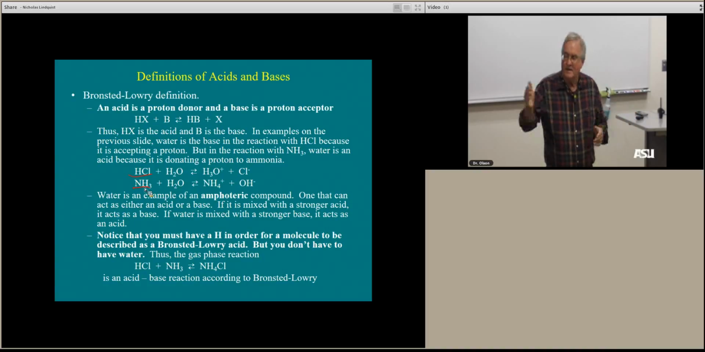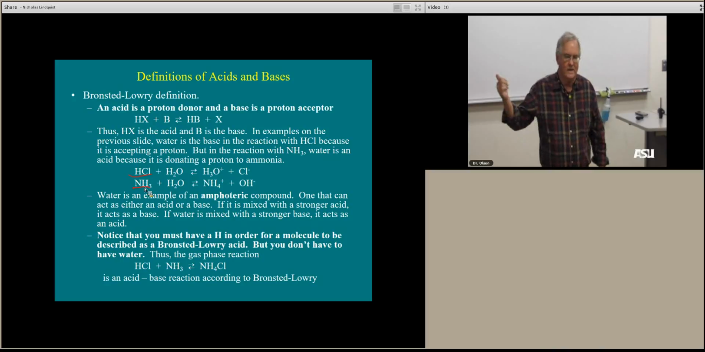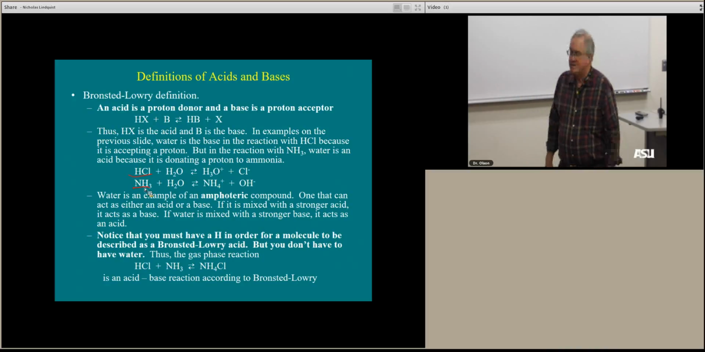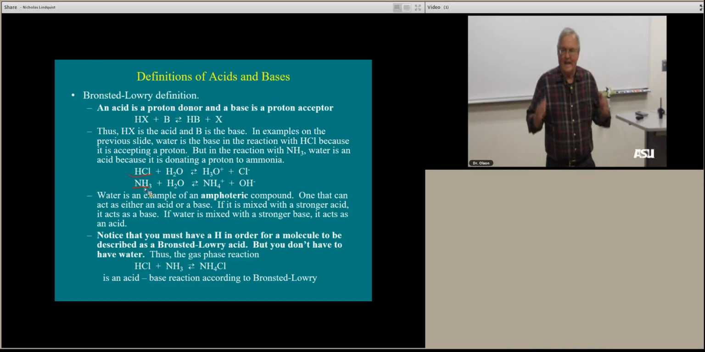In fact, if you have a tube where you're bringing in HCl on this side and ammonia on this side, in the middle of that tube, what you're going to see is a white solid being formed. So HCl is a colorless gas, you can't see it. Ammonia is a colorless gas, you can't see it. But when they react together, you get this white solid. What's the white solid? It's ammonium chloride, okay? And so that's an acid-base reaction, even though we don't have any water present.